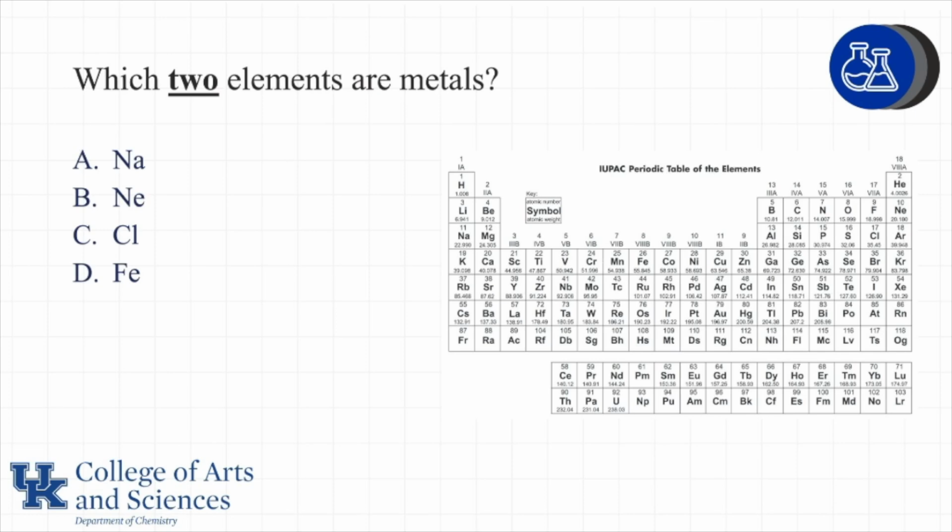Which two elements are metals? First, we need to locate each element on the periodic table. So we have sodium, neon, chlorine, and iron. We see that both sodium and iron are on the left side of the periodic table, and they are both metals. Chlorine and neon are both nonmetals.